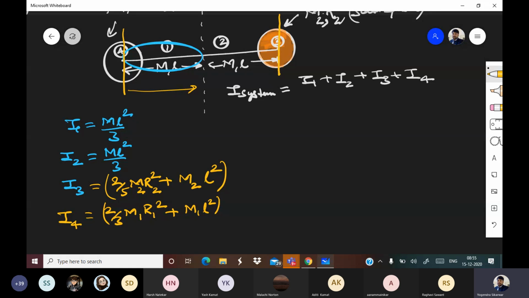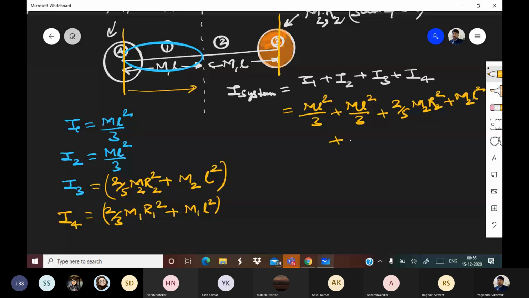So let us put all these values in this. So that will be ml square by 3 plus ml square by 3 plus 2 by 5 m2 r2 square plus m2 l square plus 2 by 3 m1 r1 square plus m1 l square.